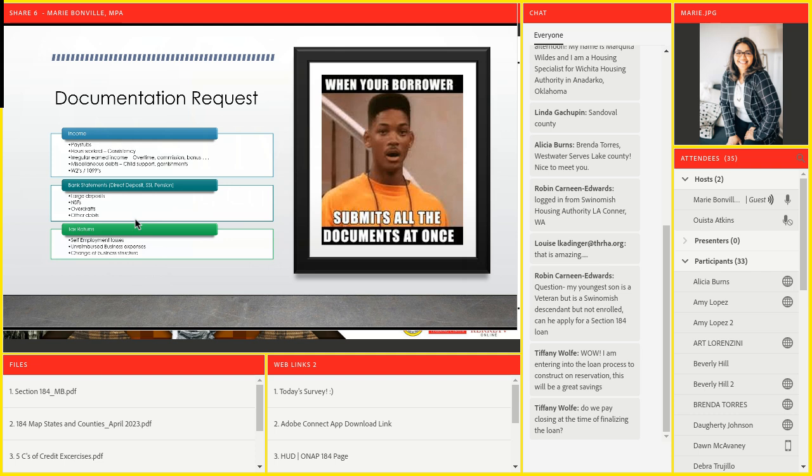So in the case of Section 184, and I think this one is a generic one. Section 184, I have another slide for that. But typically it's the same. It's your pay stubs, hours worked. Of course, they're going to look at consistency. So if you've got a lot of overtime, they'll have to take the average on that. Irregular earned income, so overtime, commission, bonuses. Of course, any debts that you might have, child support, garnished wages.